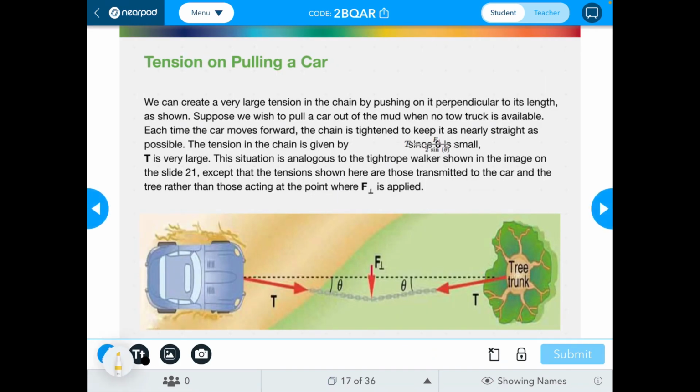So here's another example. You can see there again, the force is at the middle of the chain that's connecting the car to the tree, to pull that car out of the mud, I guess is what it's stuck in over there. I'm not real sure. Sand? It says mud. Okay. But there you go. That same situation can be applied, you just have to use a different force instead of the weight.